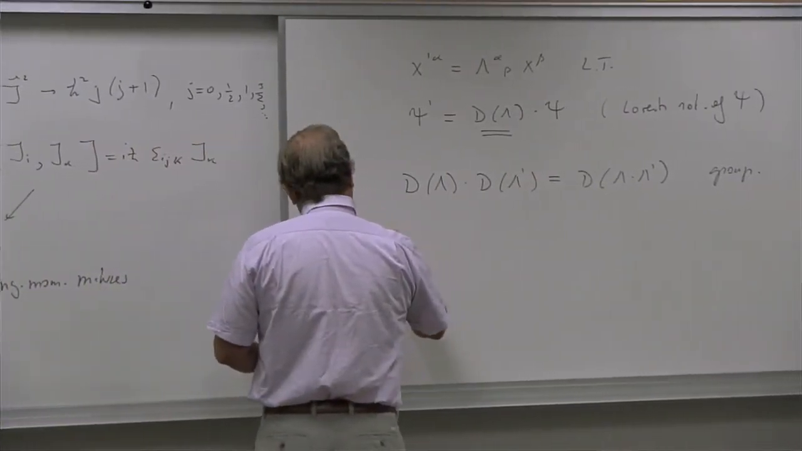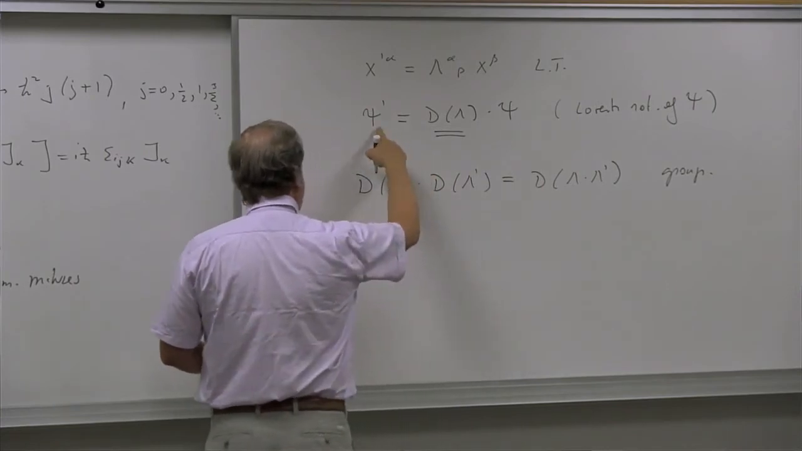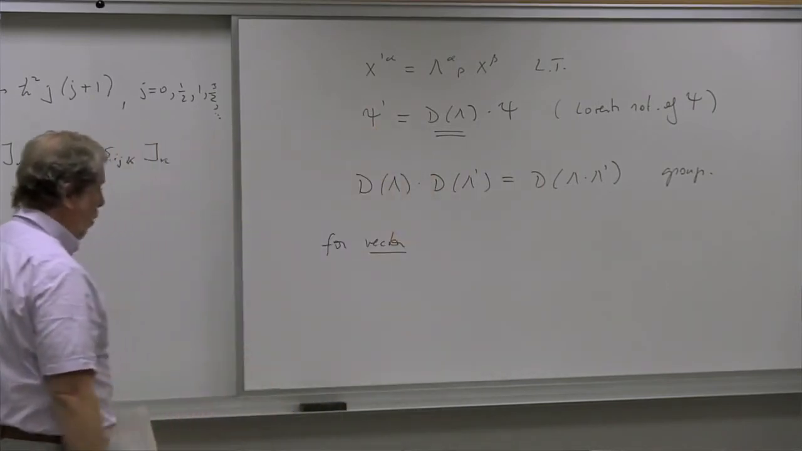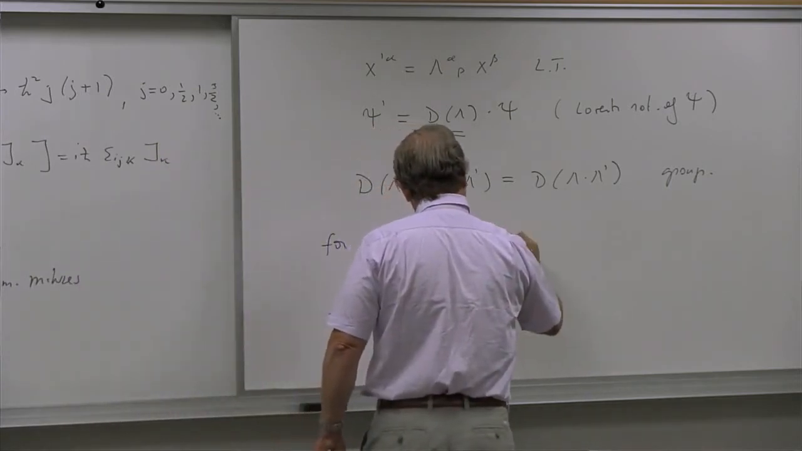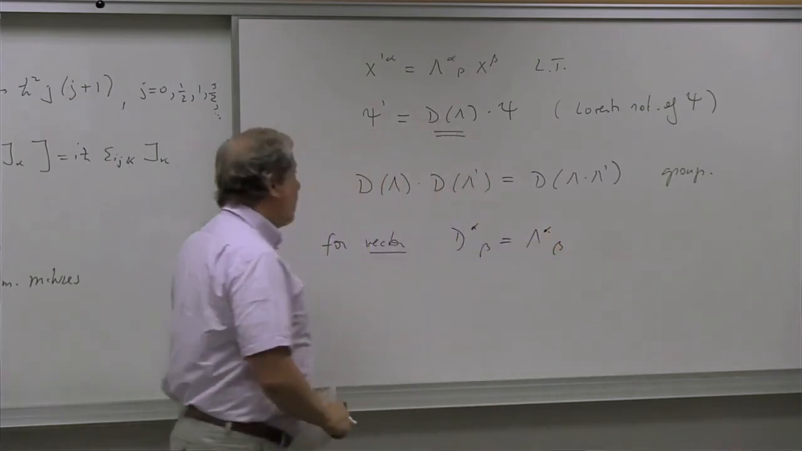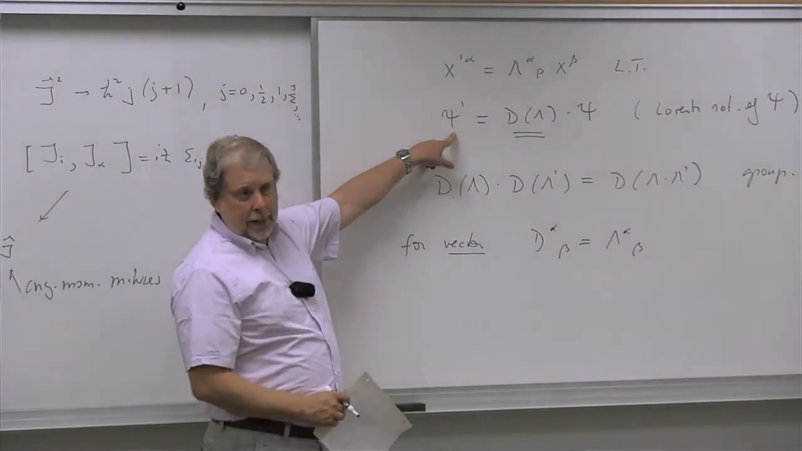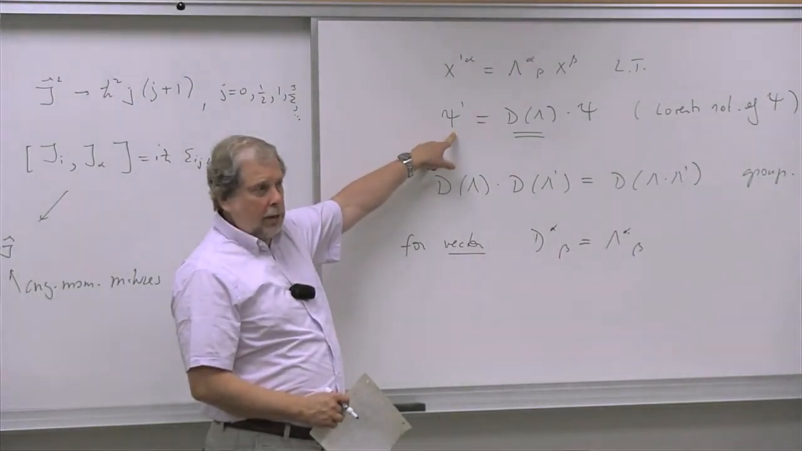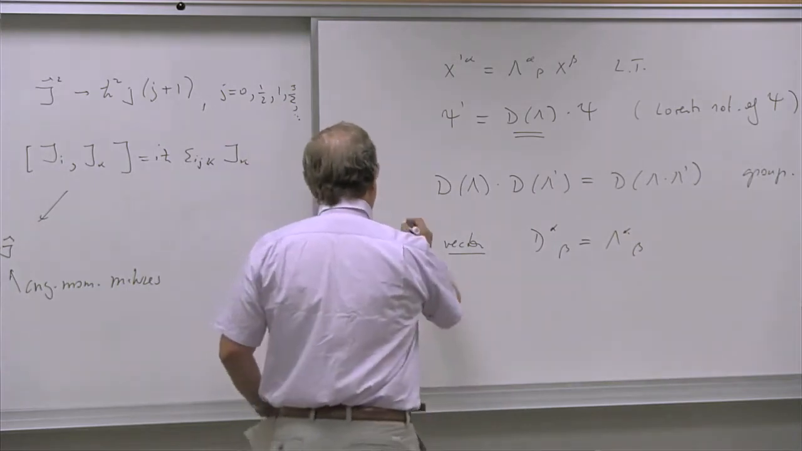And for a vector, if we just have a vector here, which is a 4-component object, then of course D^alpha_beta is the same as Lambda^alpha_beta, right? But that's not the only possibility. This side doesn't have to be a 4-vector. It could be a spinor. So it could have 2 spin components, spin up and spin down, right? So there's all sorts of different possibilities.